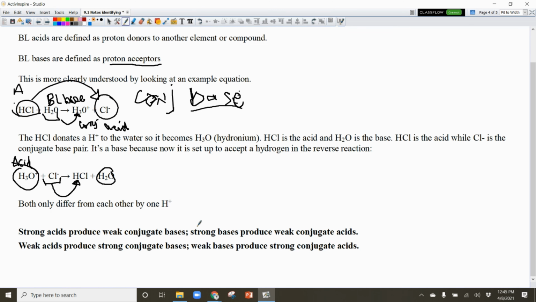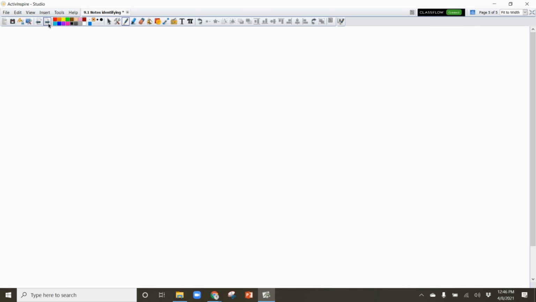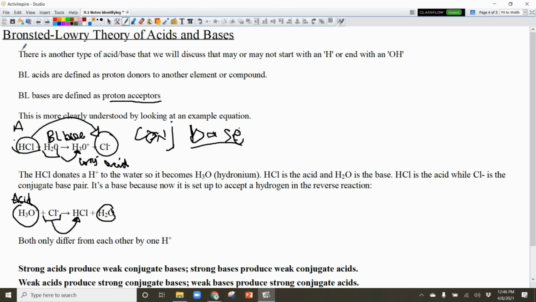All right, and worth noting, strong acids like HCl produce weak conjugate bases, all right? And then strong bases produce weak conjugate acids. And vice versa, weak acids produce strong conjugate bases, and weak bases produce strong conjugate acids. So that might be a test question, something you want to remember. Okay, so that is the Bronsted Lowry theory of acids and bases. And there's one more theory. It's called the Lewis theory, but we don't study the Lewis theory in high school at all. Not even AP chemistry studies the Lewis theory. That's more upper levels of college.